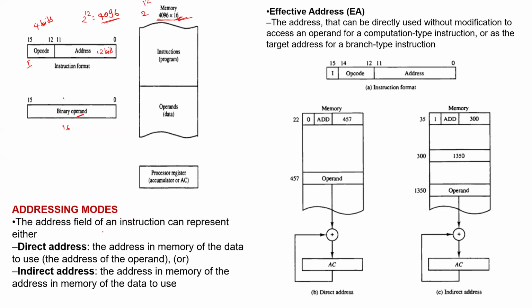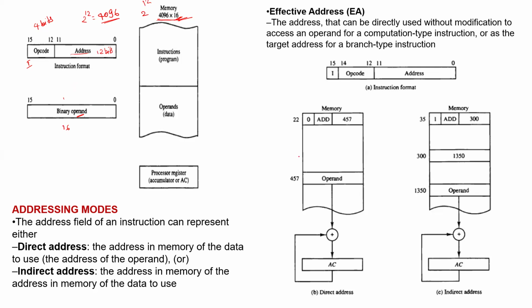So address is how we are going to reach the contents in the memory. For that we have either direct address or indirect address. Direct address means that in the instruction code, a particular address will be given. By that address, we will directly reach the operand.